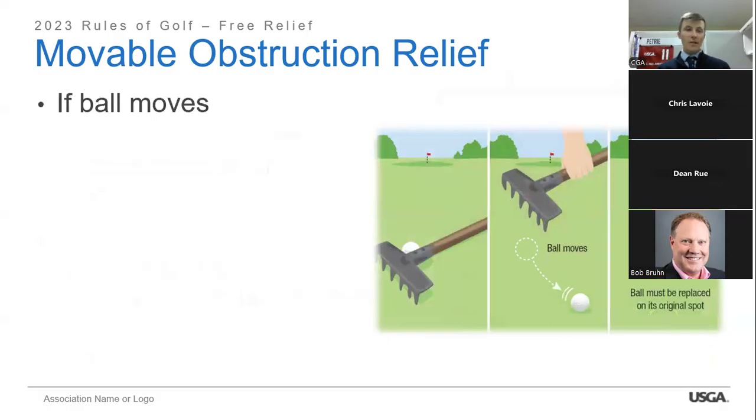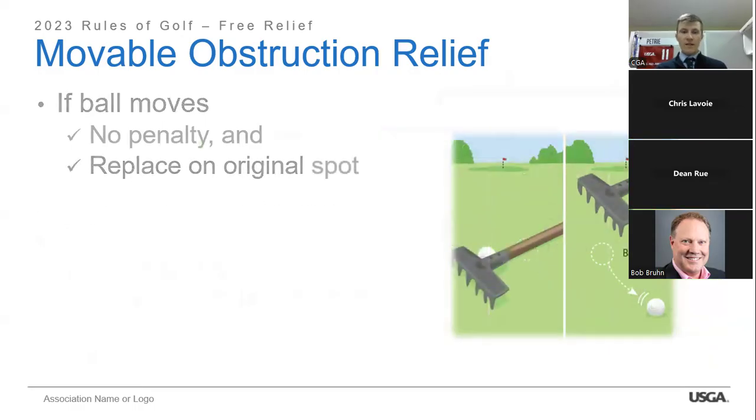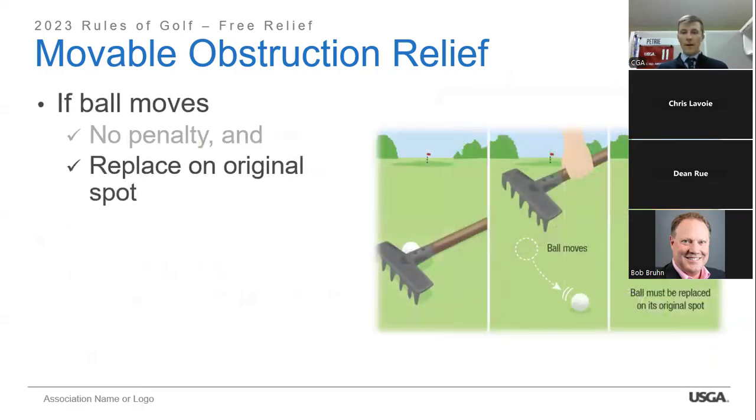Now, what happens if our ball's up against that movable obstruction and we're trying to get relief? What do we do? Great example here on the right. It's the one I see the most often and probably the easiest one that you will come across in your time. Ball's up against a rake. Like I said, movable obstruction, what do we do? Simply no penalty, and we're going to replace that ball on its original spot. So imagine this is a slope here, you lift the rake, the ball rolls, you get no penalty for that.